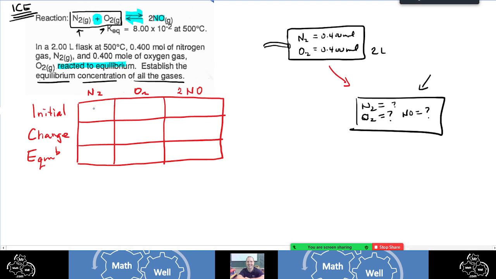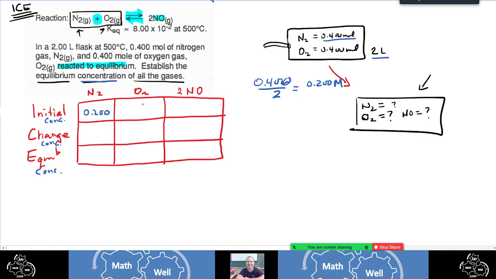But what you said there, putting the initial amounts, is correct, but not 0.4 moles. Not moles. It has to be concentration. So notice that we have 0.4 moles in 2 liters. So that's 0.400 divided by 2. That's 0.200 molar. And that's what goes in here, 0.200. So it has to be concentration: initial concentration, change in concentration, equilibrium concentrations, okay?